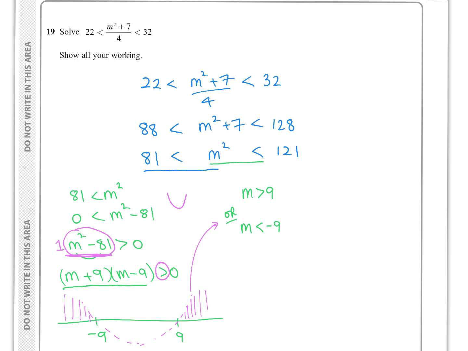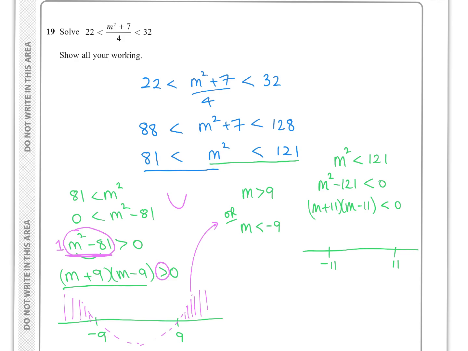Now I'm going to look at this part. So that's m squared is less than 121. So that's m squared minus 121 is less than 0. So that's (m plus 11)(m minus 11) less than 0. So that gives me negative 11 and 11 as cutting points. They are the important parts that I want to look at.